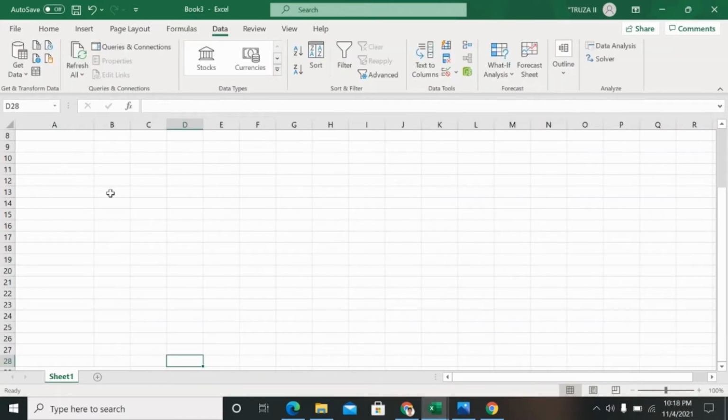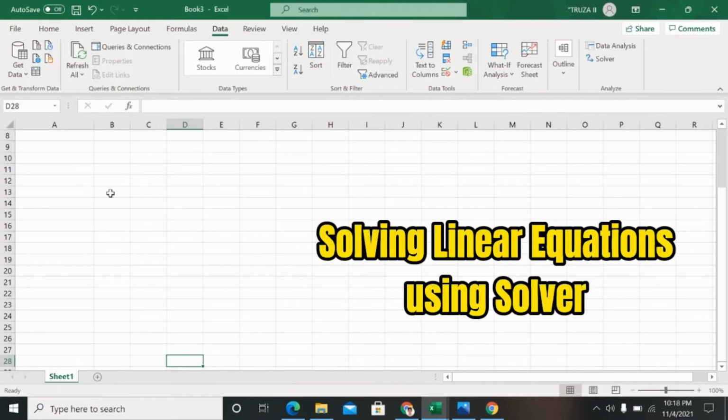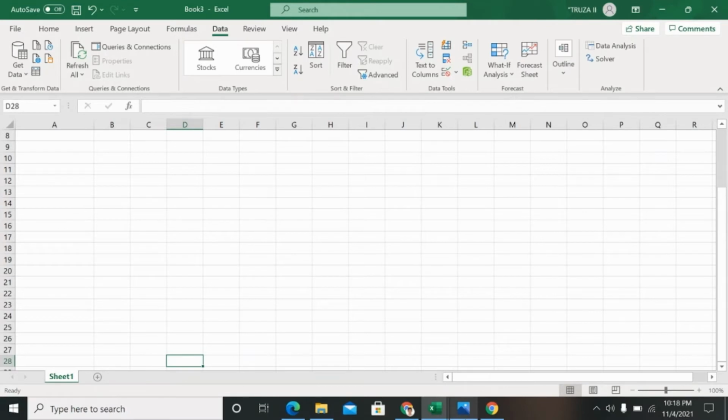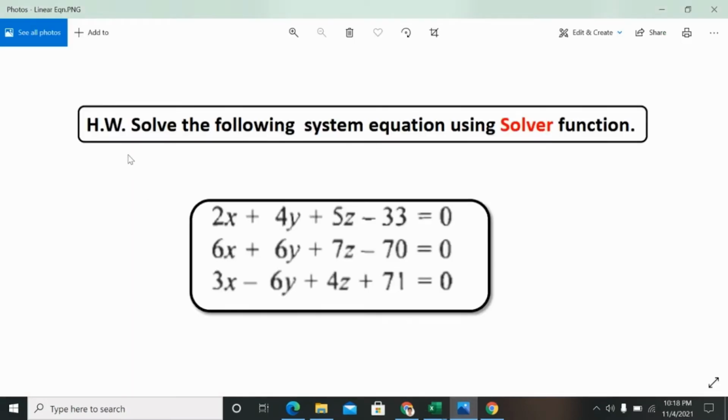So we proceed to problem number 2, using Excel Solver. Problem number 2 is to solve the following system of equations using the Solver function. Equation 1 is 2x plus 4y plus 5z minus 33 equals 0. Equation 2 is 6x plus 6y plus 7z minus 70 equals 0. Equation 3 is 3x minus 6y plus 4z plus 71 equals 0.